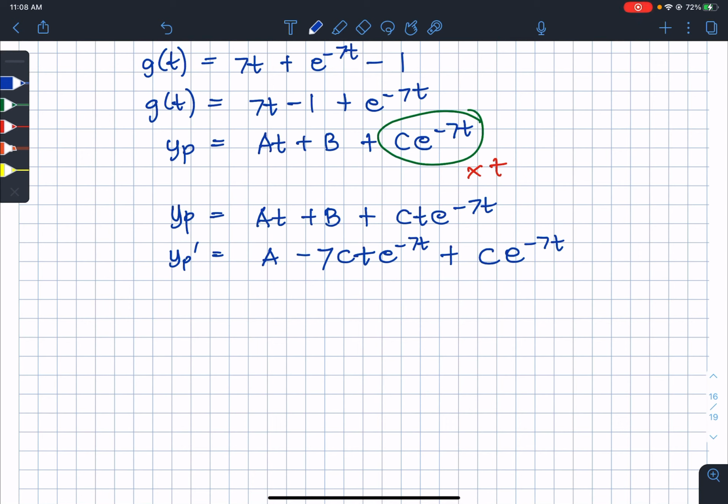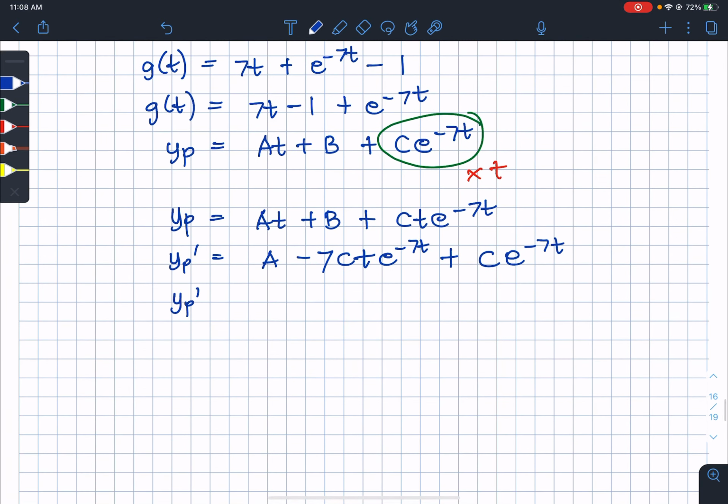Okay, so derivative of at is a, b is 0. So our ct is copy. Derivative of exponential is negative 7 e raised to negative 7t. Plus copy e raised to negative 7t. Derivative of ct is just c. Okay. And for our yp double prime, derivative of a is 0. So derivative of this, ct e raised to negative 7t.